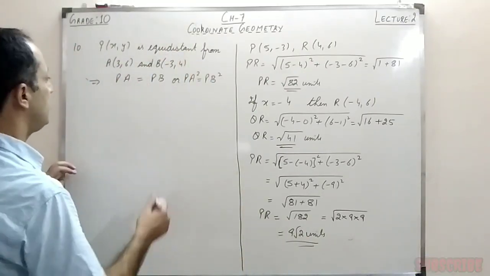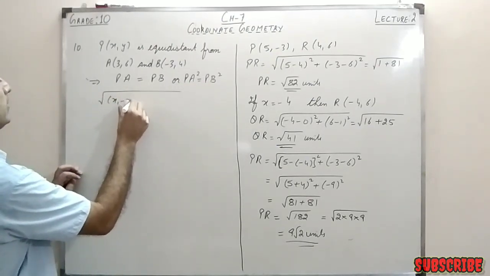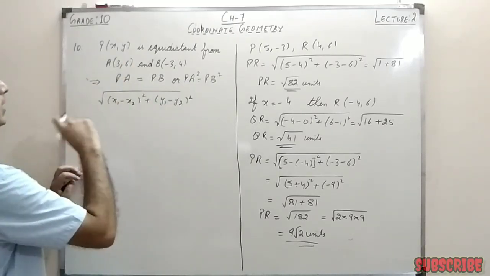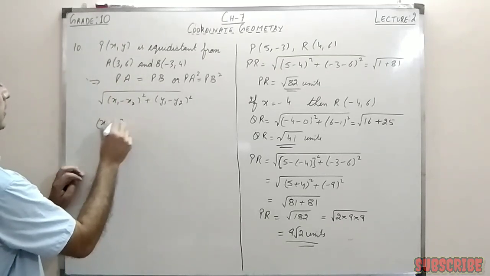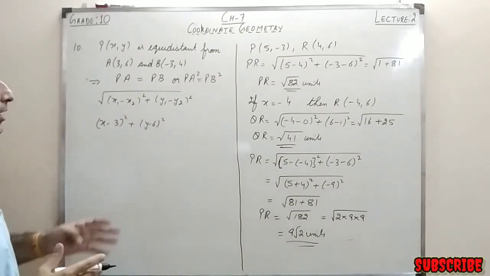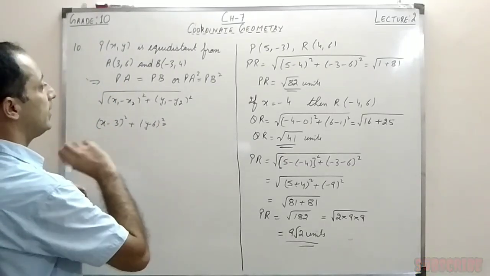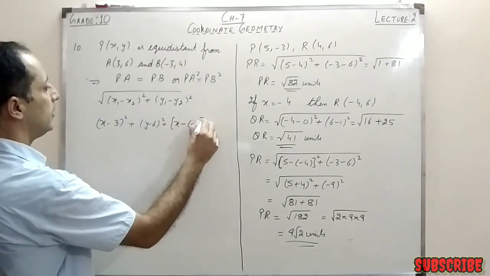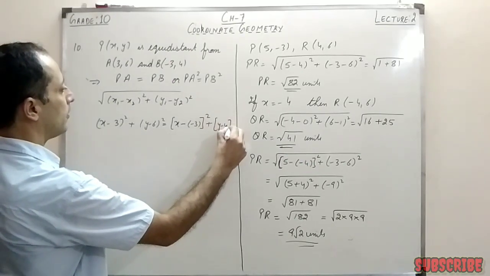Now, we write the relation. The distance formula is (x1 minus x2) whole square plus (y1 minus y2) whole square. So in PA, this is P, this is A, so I can write it as (x minus 3) whole square plus (y minus 6) whole square. Since we have already done the square, we are not writing the square root. And on the right side, this is PB, so I write it as (x plus 3) whole square plus (y minus 4) whole square.